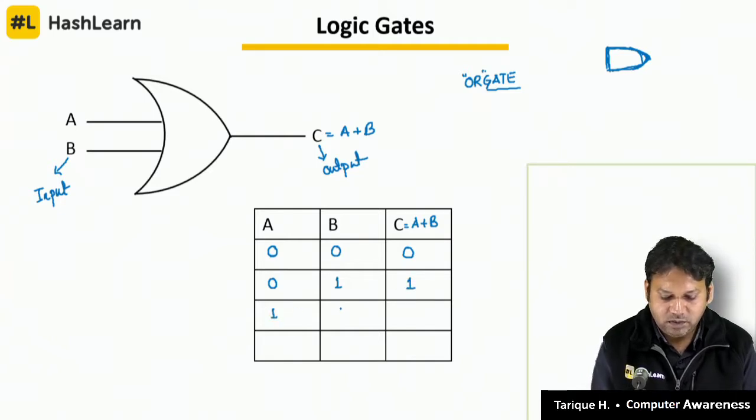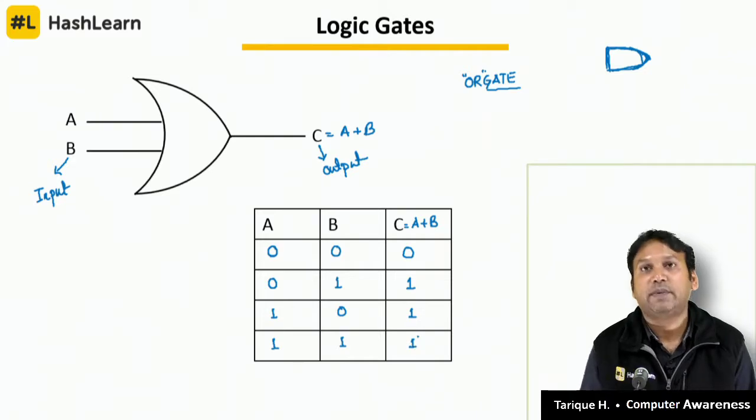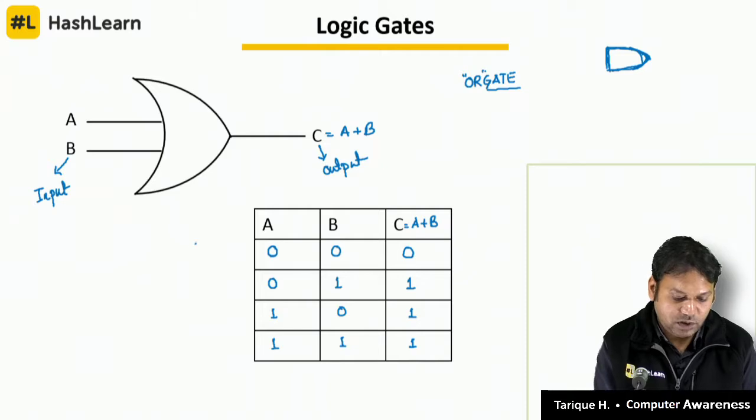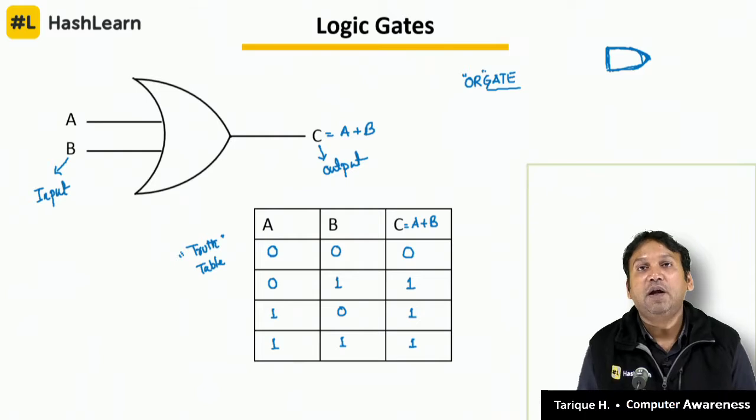1 plus 0 is also equal to 1, and 1 plus 1 is also equal to 1. Okay, so this is the truth table. This is what is called the truth table of the OR gate. Check the values. If we know what the input is, we can find out what the output is.